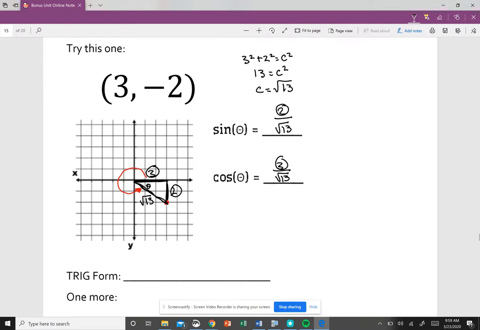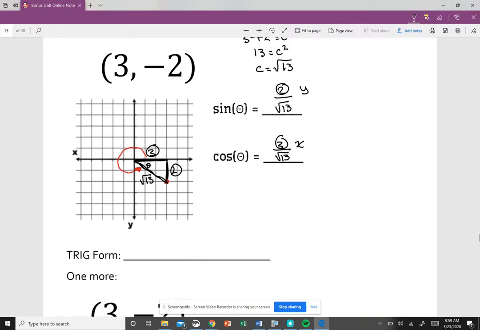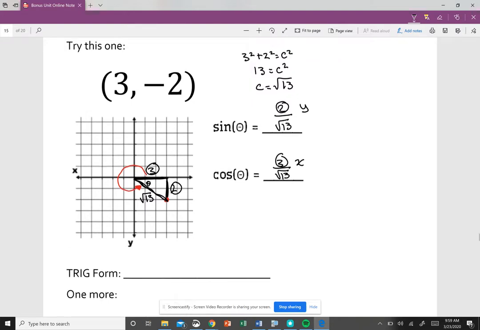All right, so we're going to do trig form. So the first thing we need to find, we already have the square root of 13. So I'm going to have the square root of 13 cosine something, and then I'll have square root of 13 sine something.